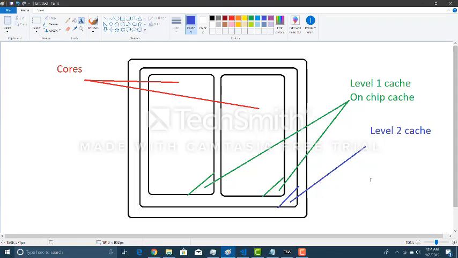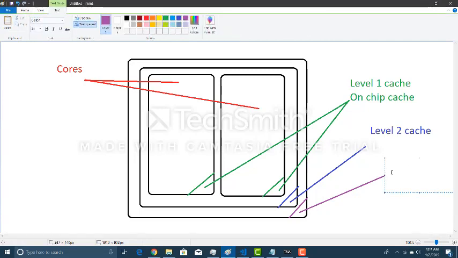And this is another type of cache named level 3 cache, and we can mark that cache there. This level 3 cache is located in the CPU at the most outer area of the CPU, the basic outer physical area. So this cache can be named level 3 cache.